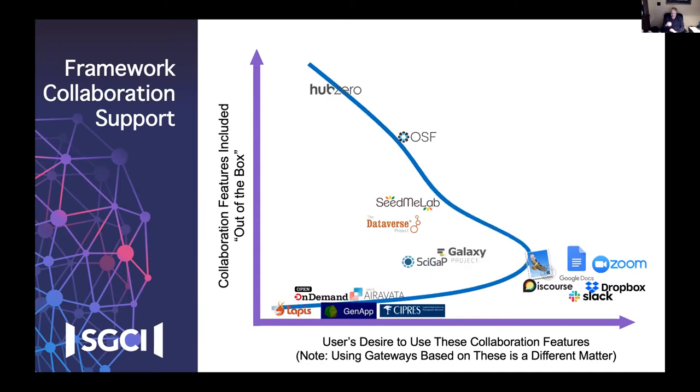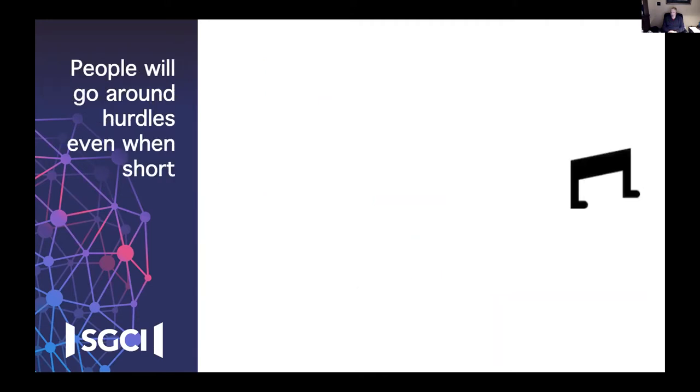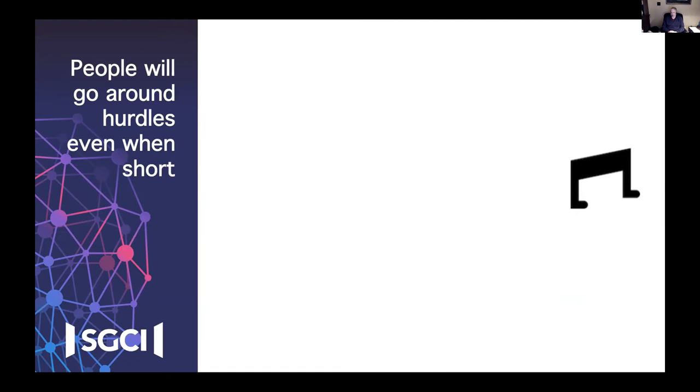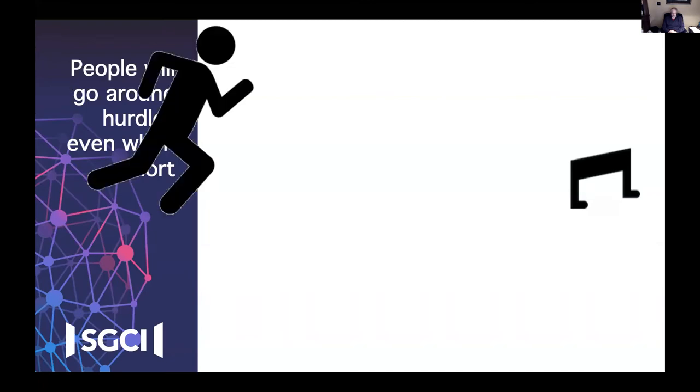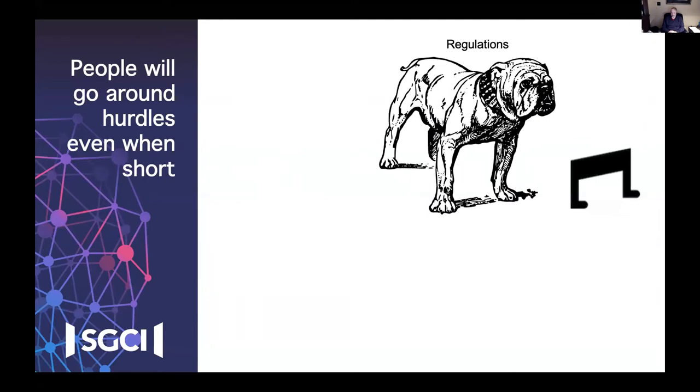But what that does is it bends this curve much further out, and people are willing to and want to use those tools. And they would rather do that than use what's embedded in an all-in-one framework. Why is that? People will make every effort they can to go around a hurdle, no matter how short that hurdle is, if it's learning or whatever it is. Now, there's one exception to that problem, and that is when people are being chased by regulations, they'll jump over a hurdle because they have no choice other than to do that.